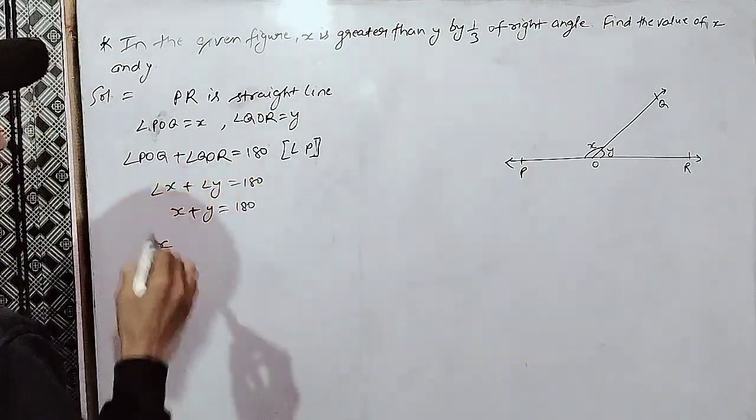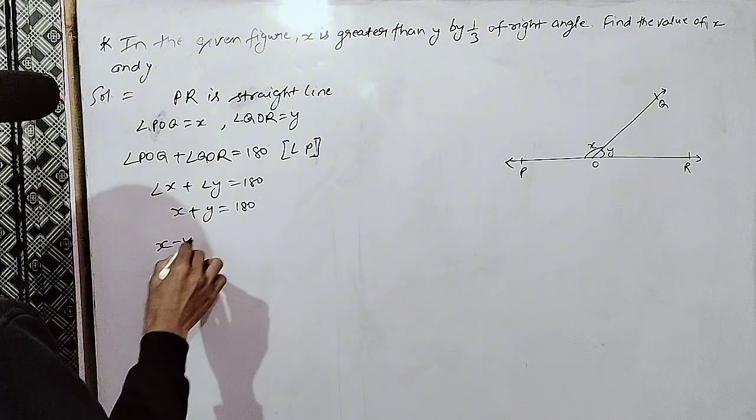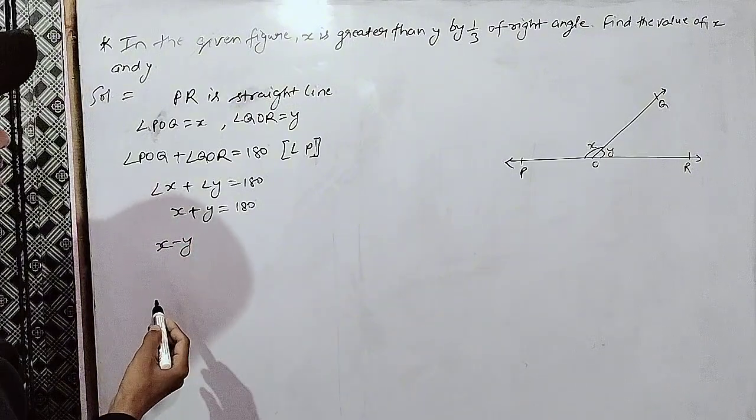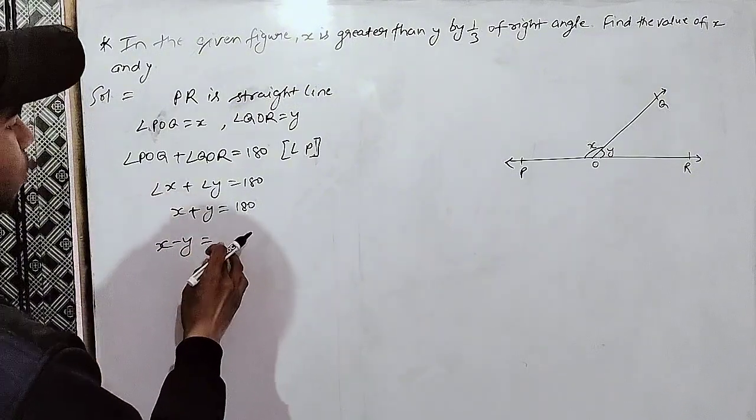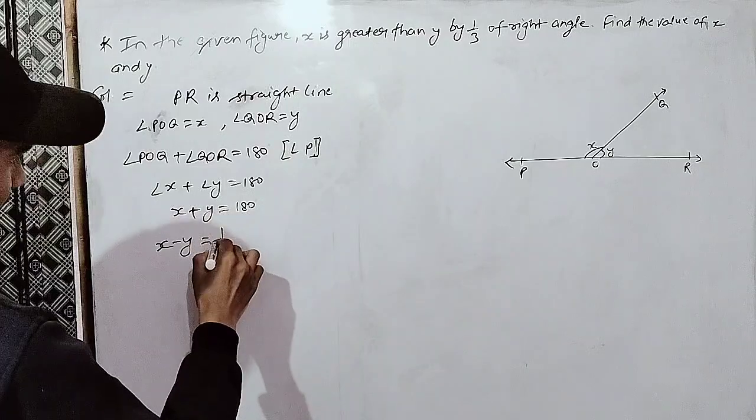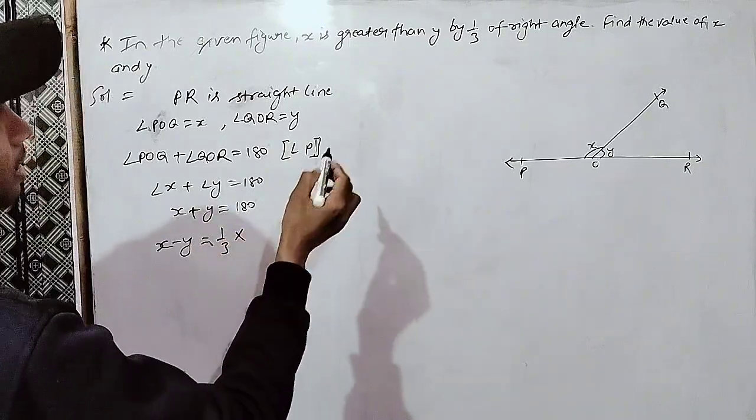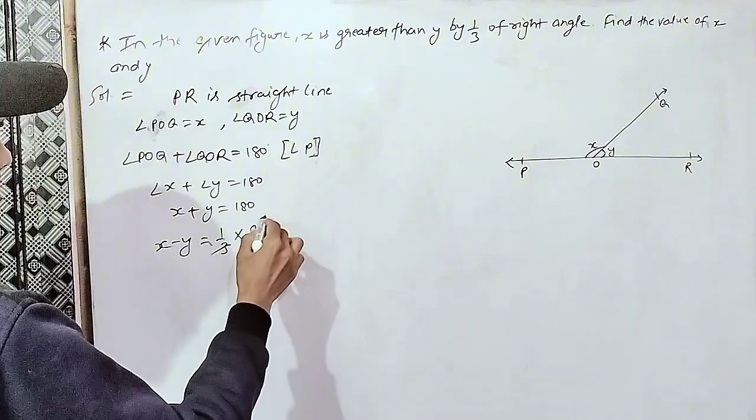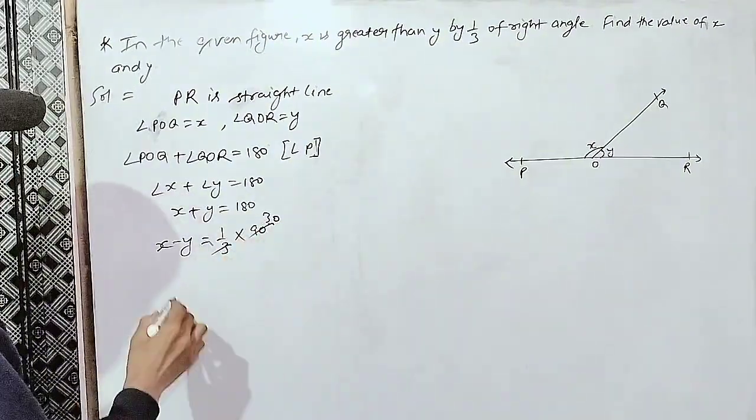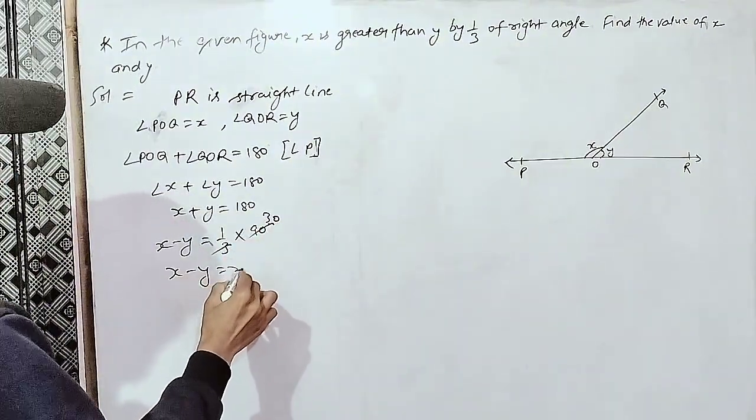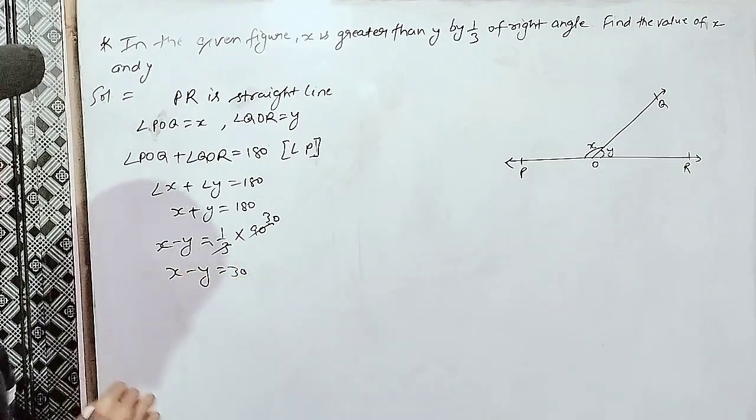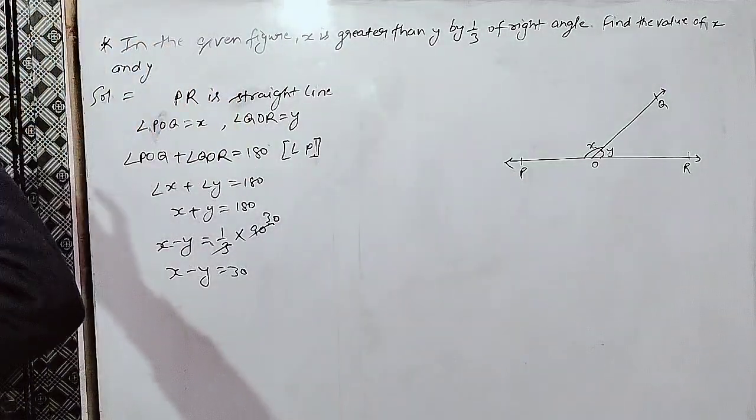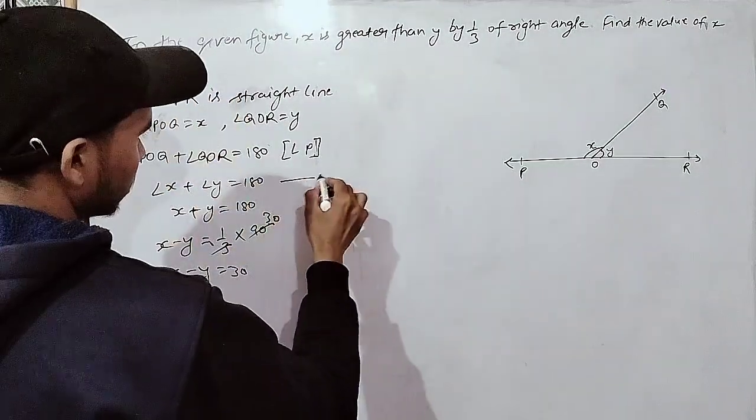Now y is less, so y would be written with the minus sign. It is 1/3 of a right angle. Now the equation: x minus y is 30 degrees. Now we have two equations.